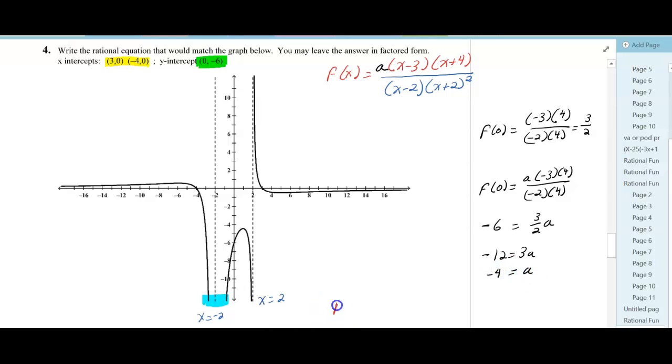So the final function here is f of x equals negative 4, x minus 3, x plus 4, divided by the quantity x minus 2, x plus 2 squared. I'm going to highlight the final answer in yellow.